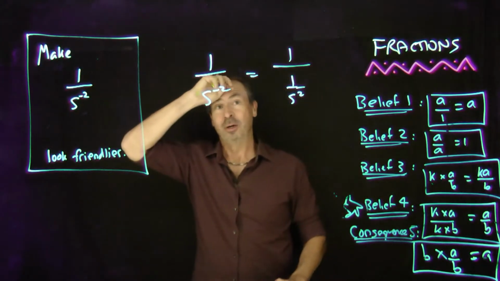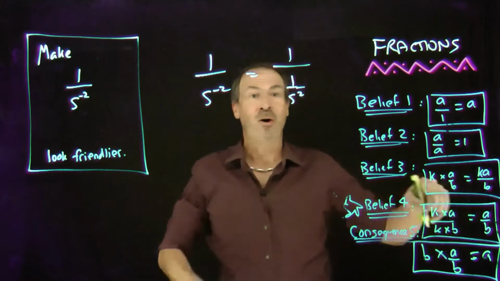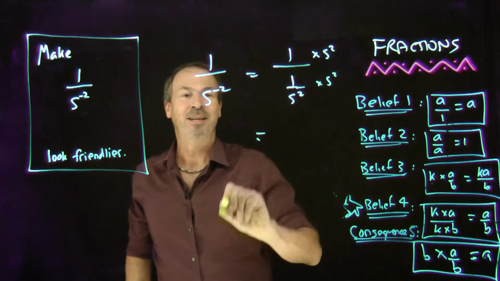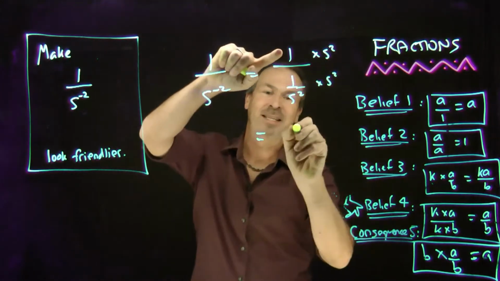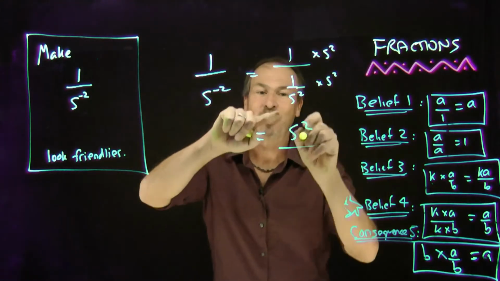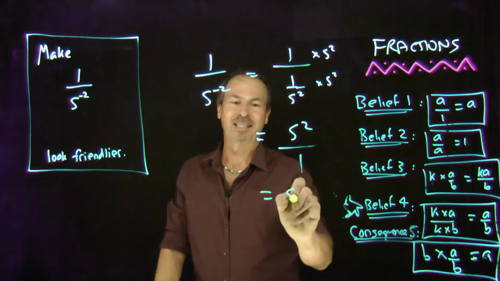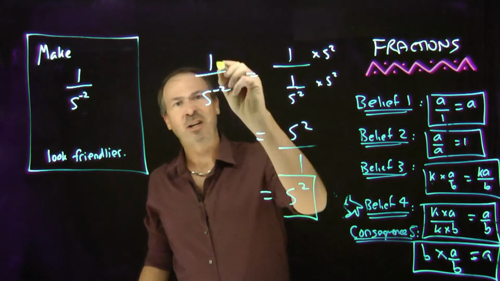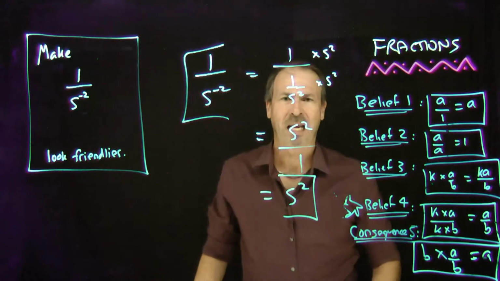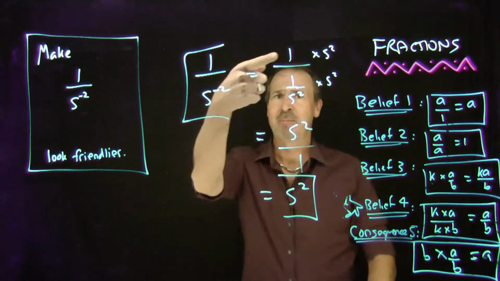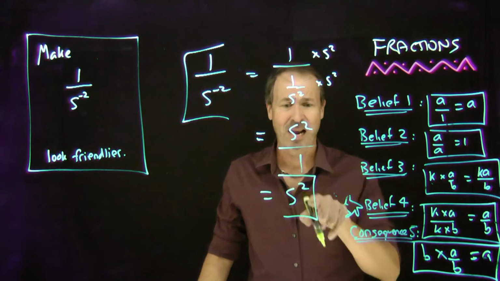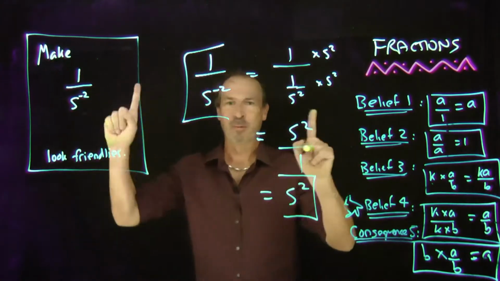That seems awkward unless I invoke belief number 4 and make it look simpler by multiplying the top by s squared and the bottom by s squared. Because then on the top I'll have 1 times s squared, and on the bottom the s squareds cancel to give me 1. I can now see this is just s squared. Beautiful. So I don't actually have to memorize any rules about what to do with negative exponents on a denominator. I can just think my way through it and see it's going to be s squared in this particular case. And I agree, that looks friendlier than that. That one is definitely a good one.